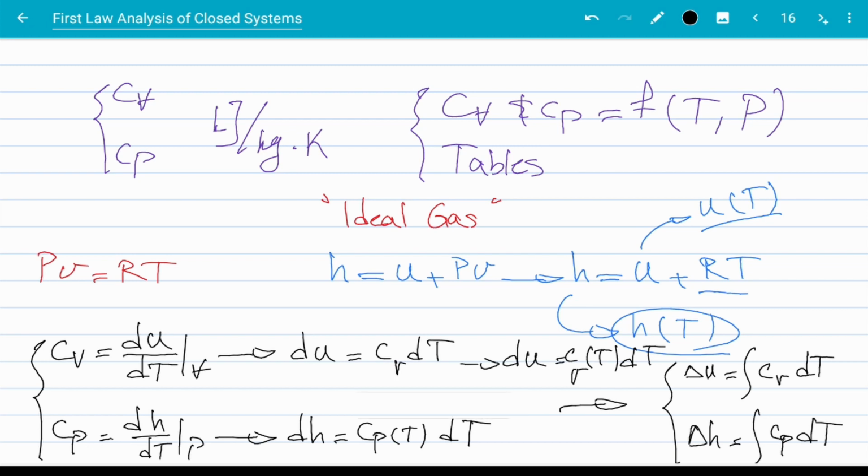But for the sake of simplicity, during these lectures, during these videos, I'm going to take both Cv and Cp as constants during the processes in the problems. Okay, so I'm going to bypass these integrals and just say delta U is Cv delta T and delta H is Cp delta T for ideal gases.